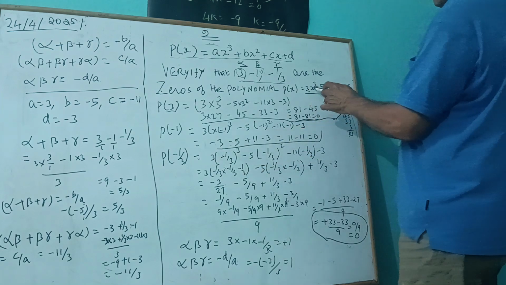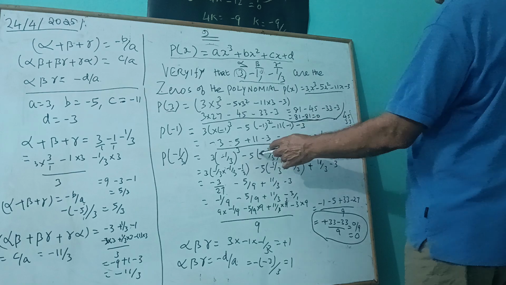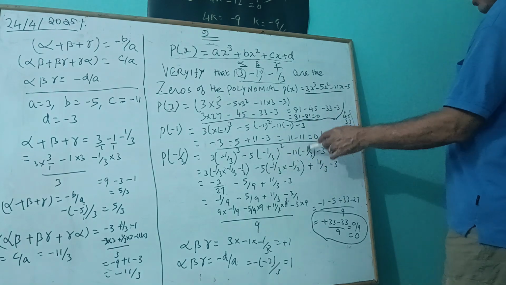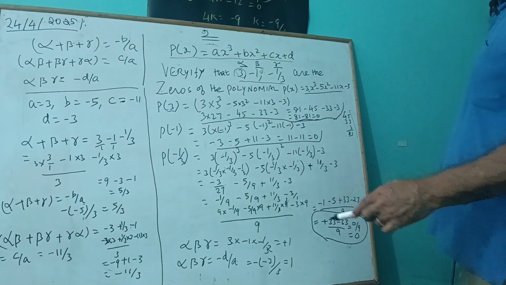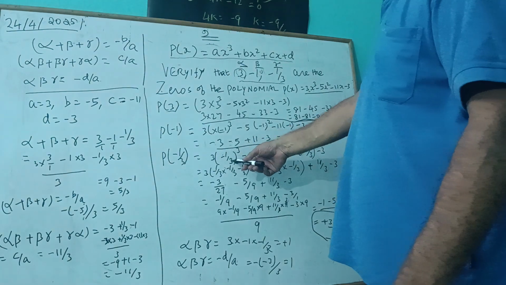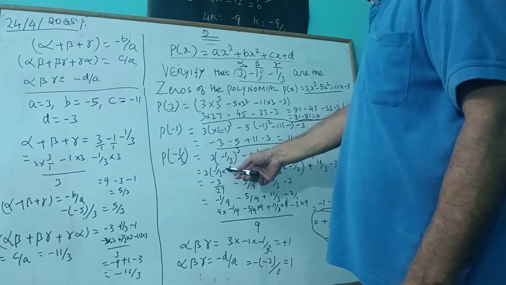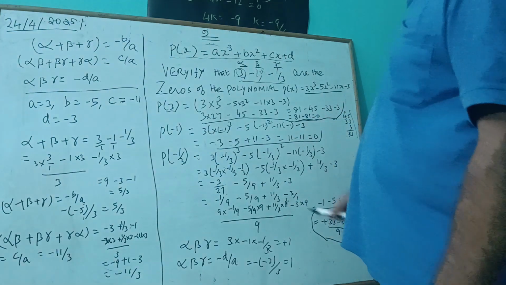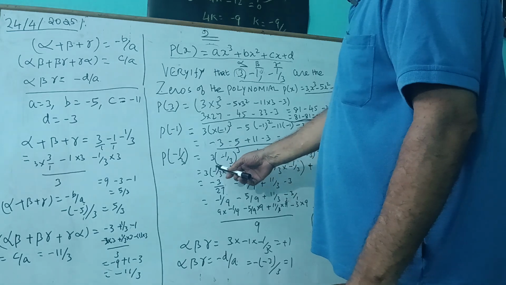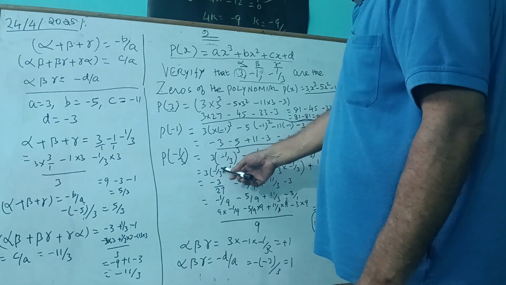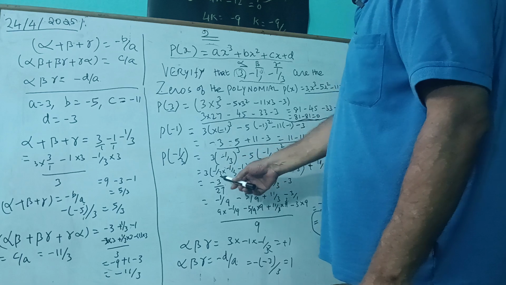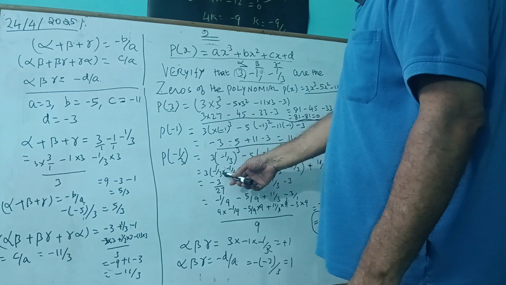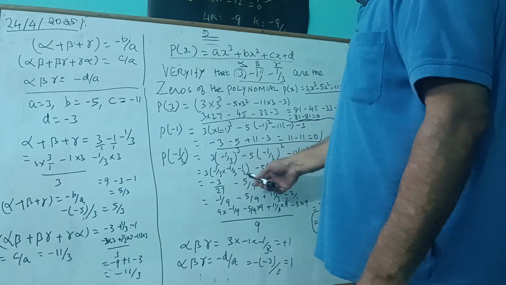The same thing: 3x squared minus 5 into minus 1 by 3, the whole squared, minus 11 into minus 1 by 3 minus 3. Okay, no problem. Now this becomes minus 1 by 3 into minus 1 by 3 into minus 1 by 3. So the numerator becomes minus 1, and the denominator becomes 3 into 3 into 3, which is 27.